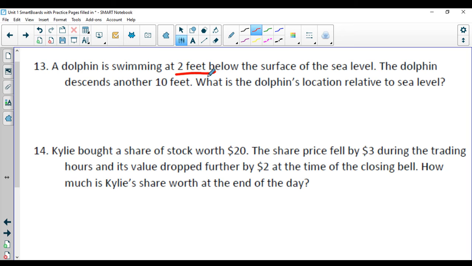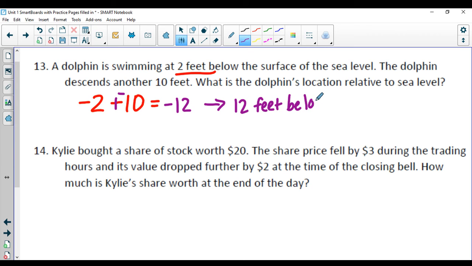Dolphin is swimming at 2 feet below the surface of the sea level, so that's a negative 2 because it's below. The dolphin descends another 10 feet, so it goes down another 10. What is the dolphin's location relative to sea level? Make your 2 marks here, stay the same, change to addition, make it negative. So negative 2 plus negative 10 is negative 12. In real life, what does that negative actually represent? It represents 12 feet below sea level.